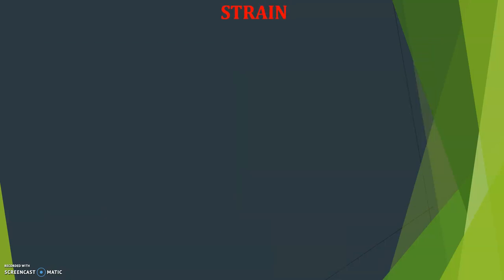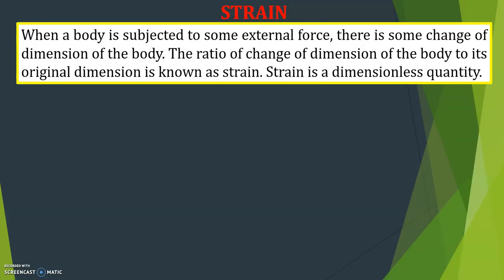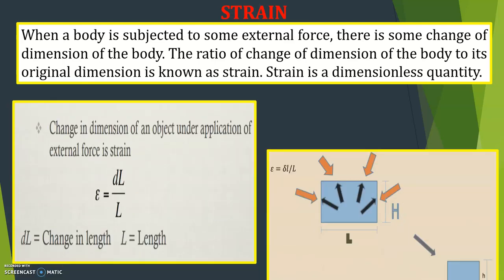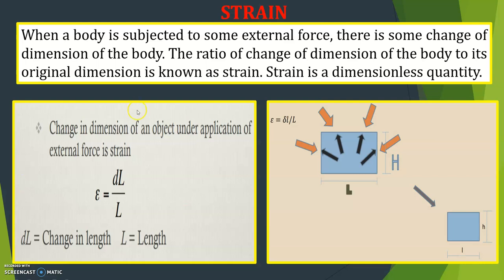Next we'll see what strain is. As I already told, strain is nothing but the deformation. When a body is subjected to some external force, there is some change of dimensions of the body. The ratio of change of dimension of the body to its original dimension is known as strain. Strain is a dimensionless quantity, meaning there is no unit for strain, because it is change in the length divided by original length. So both the units are the same and get cancelled.